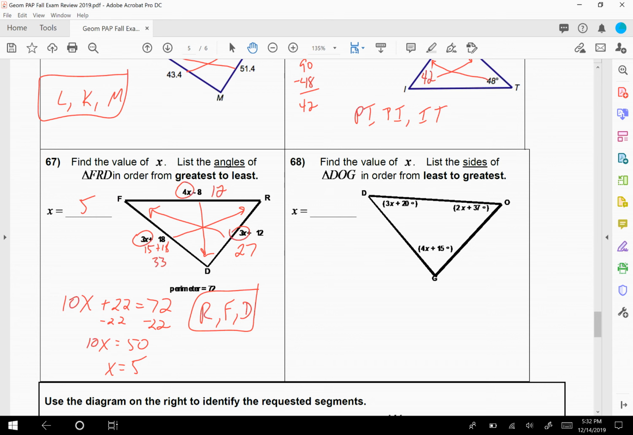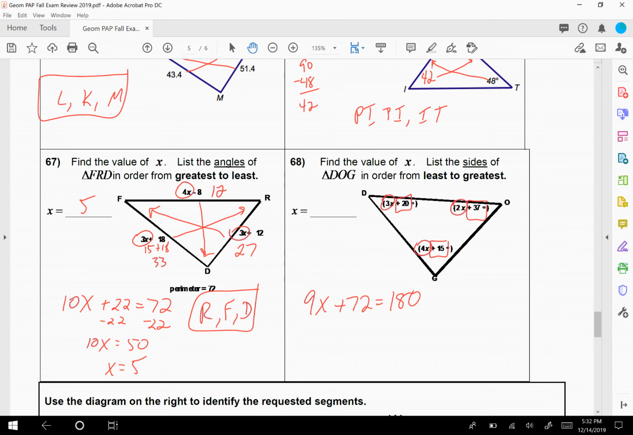Okay, it says find the value of x and list the sides of triangle DOG in order from least to greatest. All right, they've given us the three angles. We know that they had to add up to 180. So 3x, 2x, and 4x. 3 plus 2 is 5, plus 4, so that's 9x. Okay, 20 and 15, that's 35. Plus 37, so 35 and 30, that's 65. Plus another 5, that's 70, so 72.